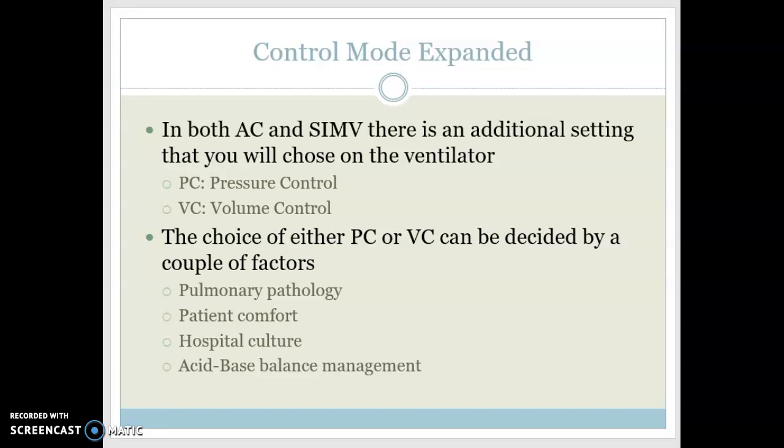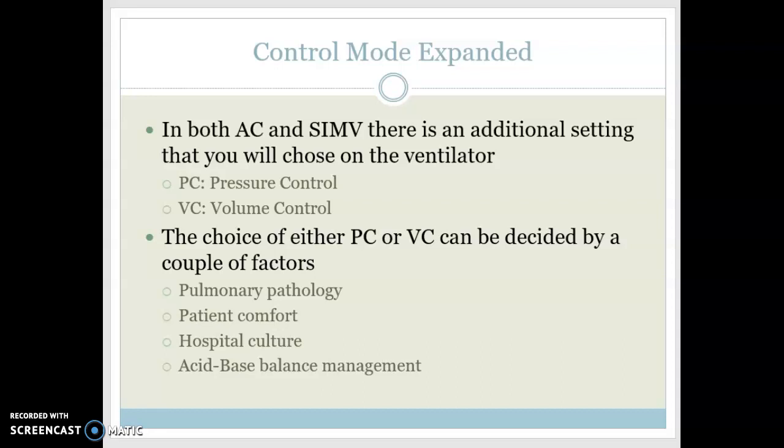With volume and pressure control, these are specific to assist control and SIMV modes of ventilation. So control modes of ventilation will specifically be a subcategory, whether you want the controlled breaths delivered in a pressure or a volume situation. You can either use pressure or volume, and there are a couple of different factors that would determine what you would pick for this patient. It could be determined by pulmonary pathology.